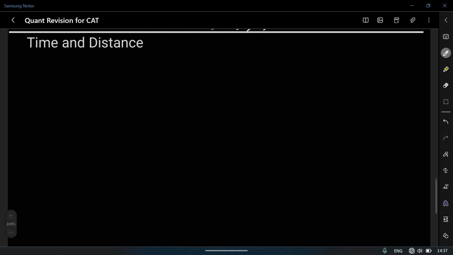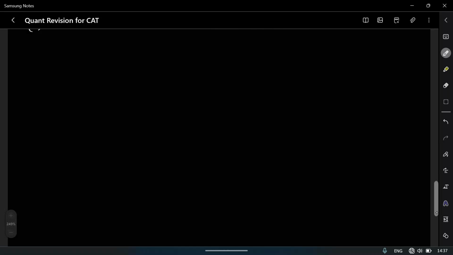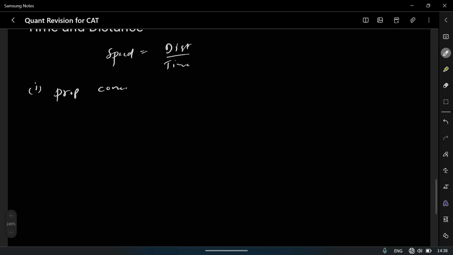Today's topic is time and distance. Speed equals distance by time. Now, using this, we have to discuss one concept called the proportionality concept.